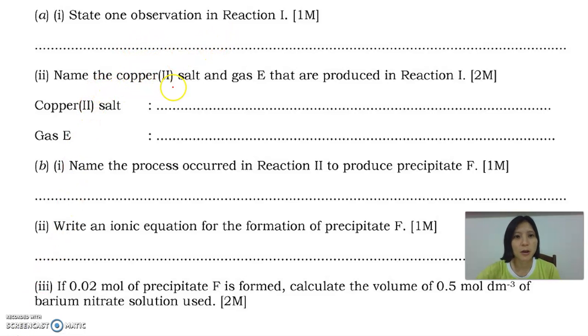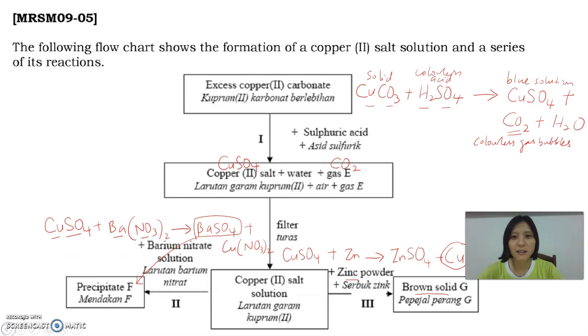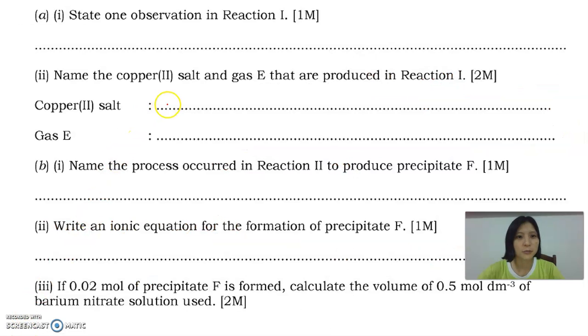Second one, name the copper 2 salt and gas E that are produced in reaction 1. That's easy because we have already written the equation. The copper 2 salt that is produced is copper 2 sulfate salt, and the gas that's produced is carbon dioxide gas. So you have those two already.